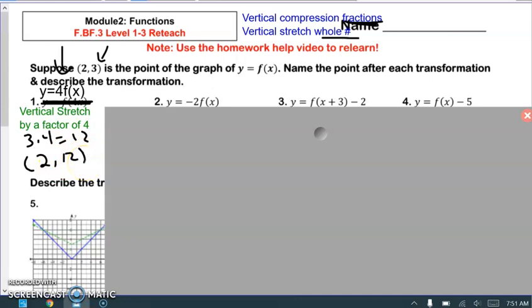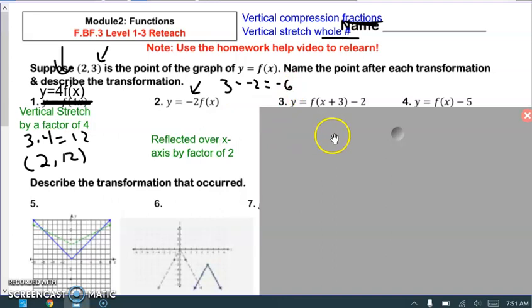So let's take a look at the next one. First of all, I see a negative, so that means it's going to be a reflection over the x-axis. It's also a vertical stretch, but this time we're going to multiply by 2. So we take the 3 and multiply it by negative 2 because of the reflection, and we get negative 6. So our answer, a reflection over the x-axis, would be (2, -6).